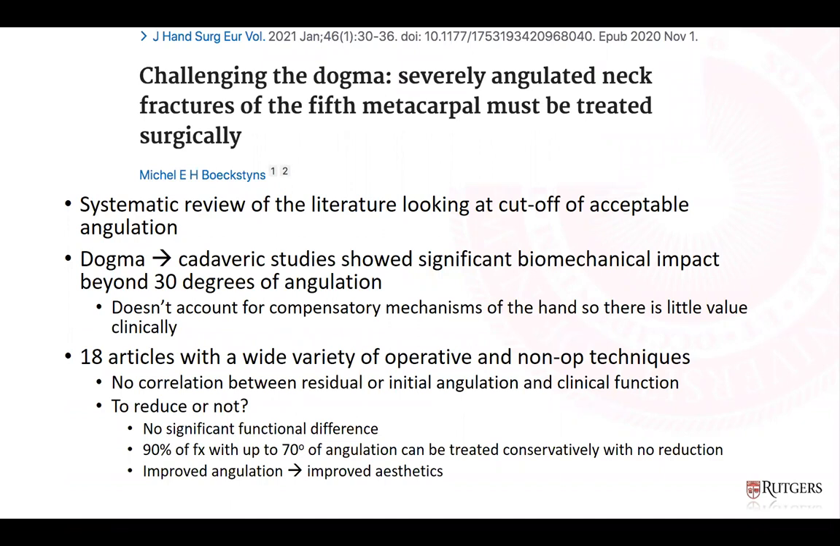This was a systematic review of the literature looking at cutoff for acceptable angulation. As I mentioned before, the dogma was that significant biomechanical impact occurred around 30 degrees of angulation for a 5th metacarpal neck fracture. However, they didn't account for compensatory mechanisms of the hand, so there was little value clinically, as the argument of this author. I looked at 18 articles and really found that up to 90% of fractures with up to 70 degrees of angulation can be treated conservatively with no reduction. However, reducing it does improve the aesthetic look of the hand.